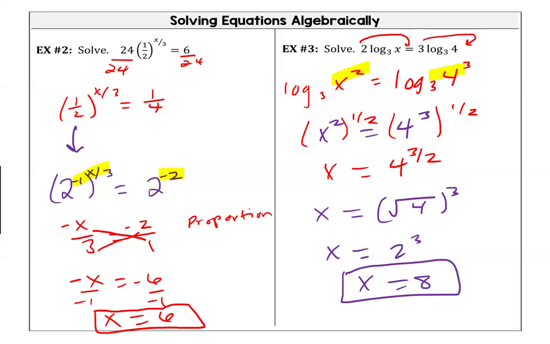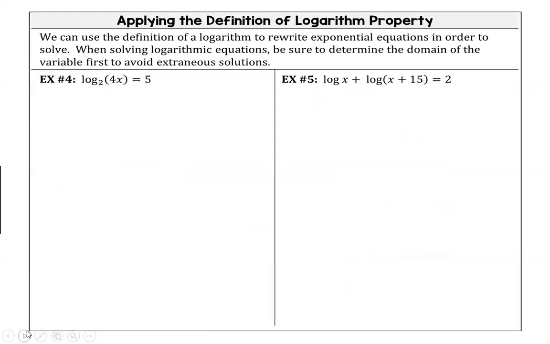How are you feeling? Okay. Again, you have to go through the motions. You have to apply the math. All right. So on this one, we have log base 2 of 4x equals 5.